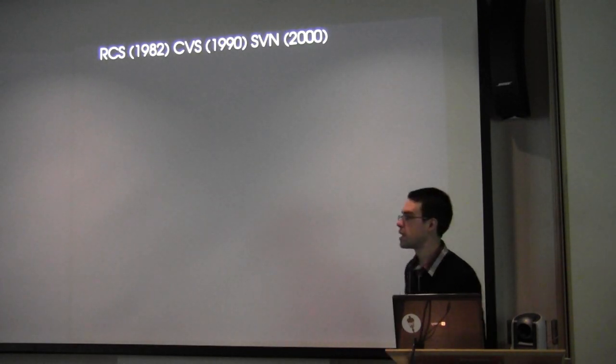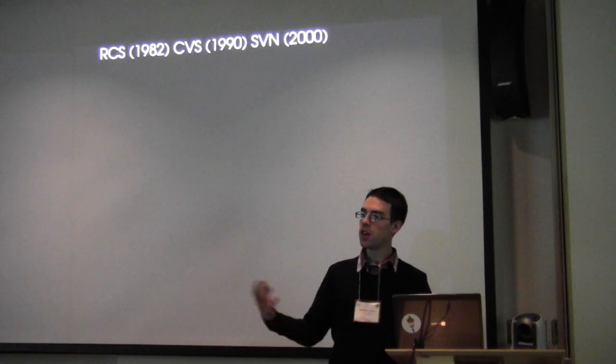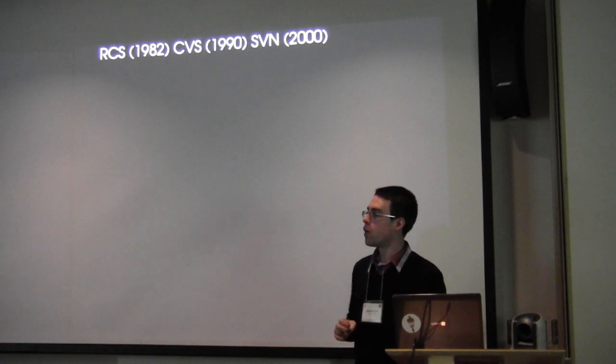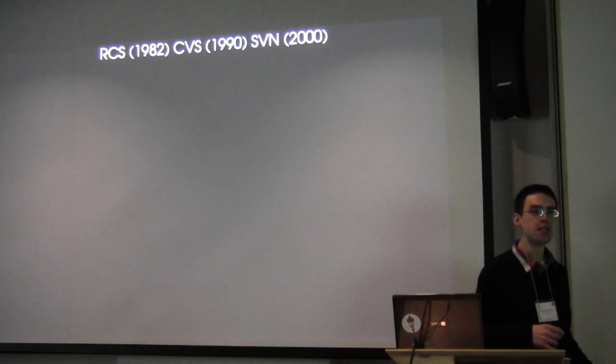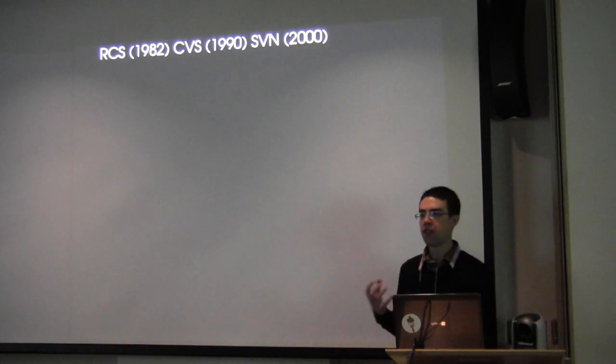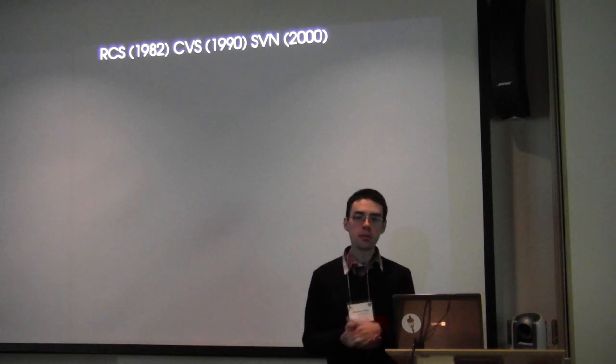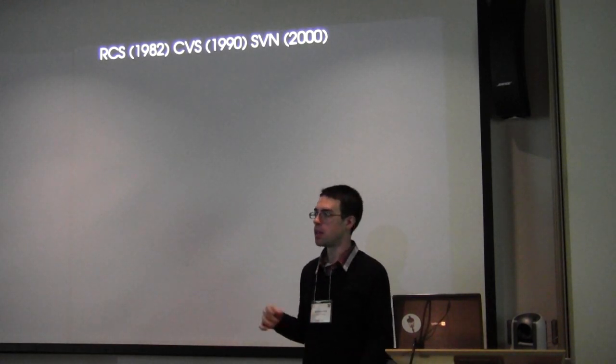In the old days, this would have been something like RCS, which was one of the very first mechanisms of systematically controlling changes, which was then turned into CVS in a sense. CVS is a front end onto this basic system of RCS. And then ultimately this became Subversion in about the year 2000.